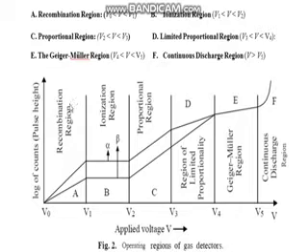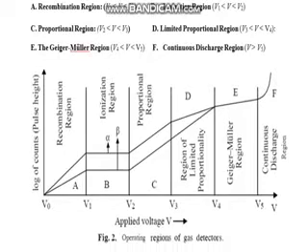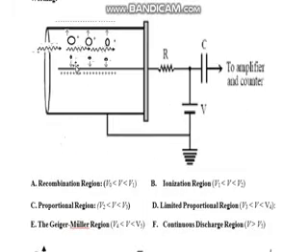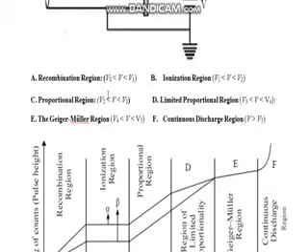The recombination region starts from zero applied voltage across the electrodes. When there is no electric potential at the electrodes, all electrons and positive ions created by the incident particle in the gas recombine to form neutral molecules back again. So the electrodes have no charge to collect and therefore no pulse is produced.